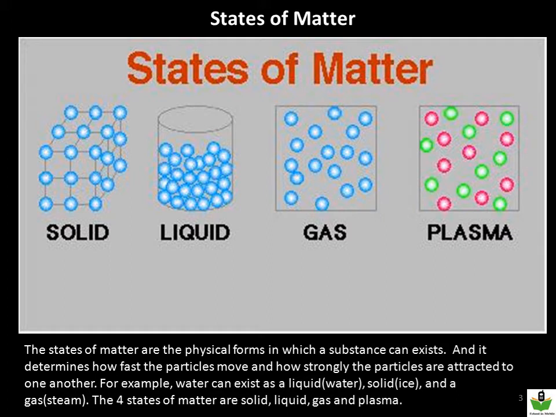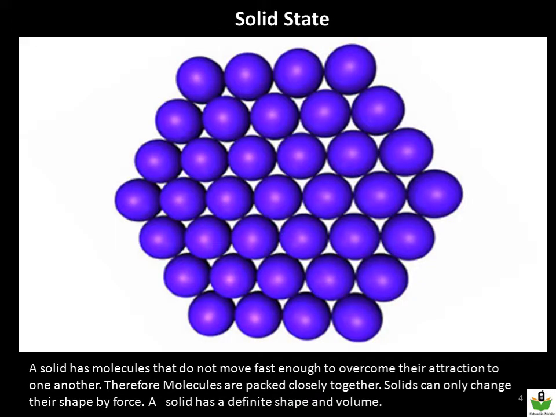The 4 states of matter are solid, liquid, gas, and plasma. Plasma state we can find on Sun and other stars, but on Earth does not occur naturally. Now we are going to discuss each of the states in detail.